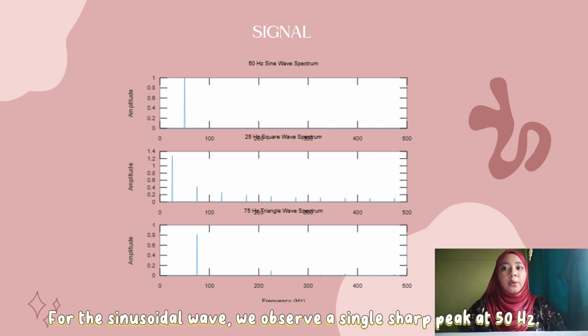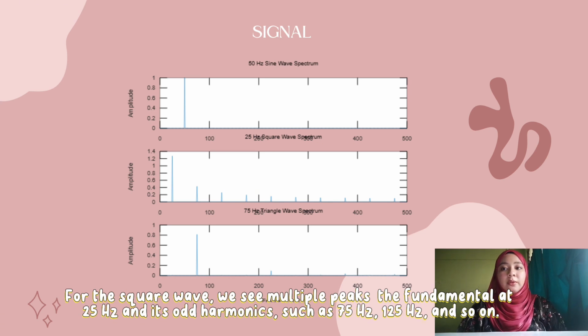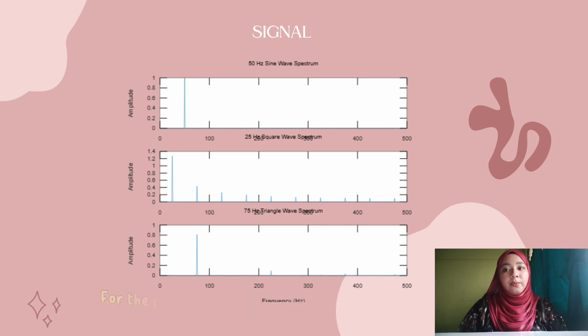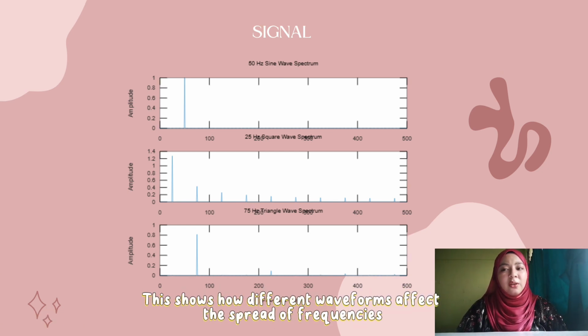For the sinusoidal wave, we observe a single sharp peak at 50 Hz. For the square wave, we see multiple peaks, the fundamental at 25 Hz and its odd harmonics, such as 75 Hz, 125 Hz, and so on. For the triangle wave, we also see multiple harmonics, but the higher harmonics decrease much faster compared to the square wave. This shows how different waves differ in their frequency content.